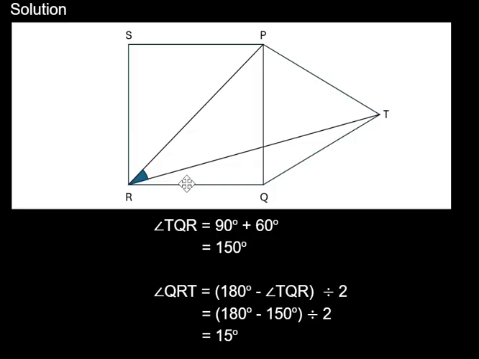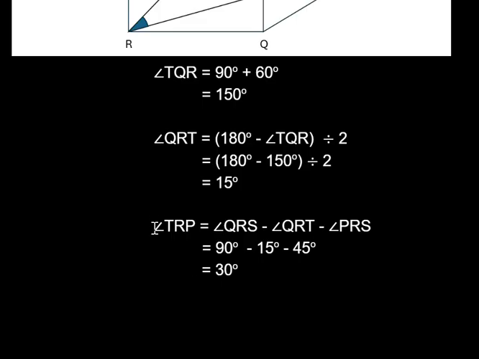Now I know this here is 15, I know here is 45, I know this big angle is 90. I can now get my answer of TRP. Angle TRP is equal to angle QRS minus QRT minus PRS, which is 90 minus 15 minus 45, and is 30 degrees. So the answer is angle TRP is 30 degrees.